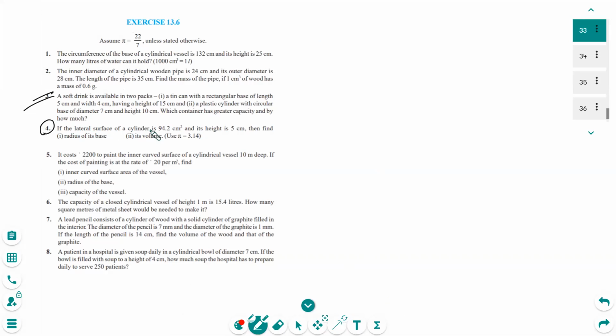If the lateral surface area of a cylinder is this, lateral means the curved surface area. What's the formula for the curved surface area of a cylinder? Anyone? 2 pi r h. The curved surface area of a cylinder is 2 pi rh, and the height that is given is 5 centimeter. Find the radius. This is a halwa question, an easy one. Let's do it.